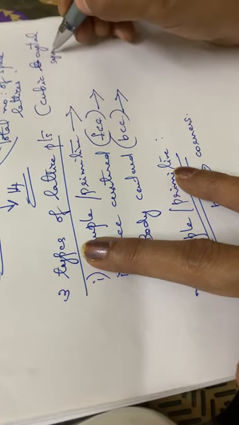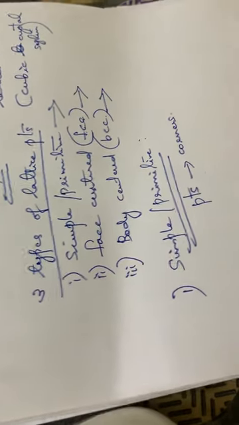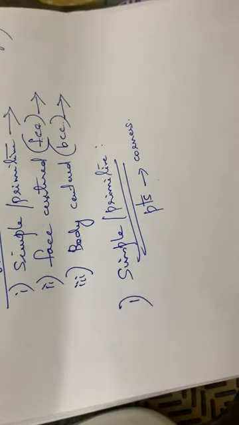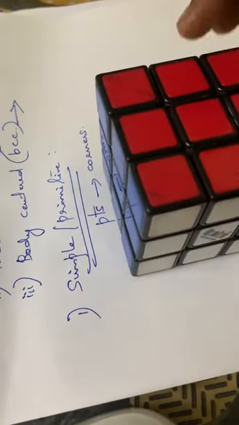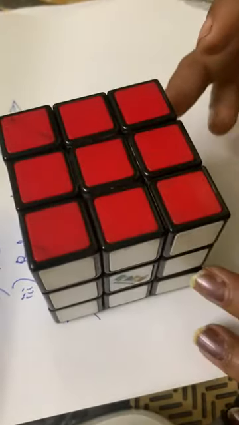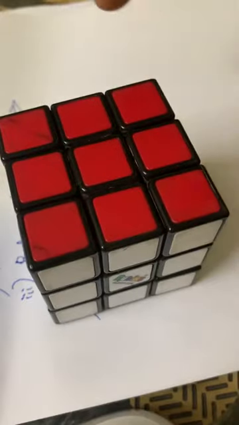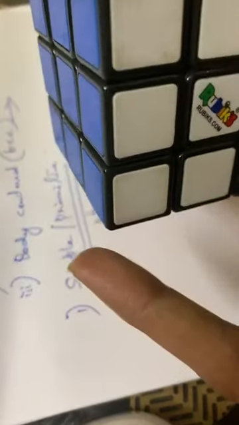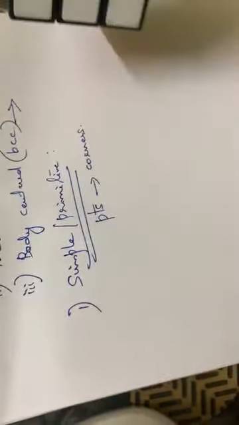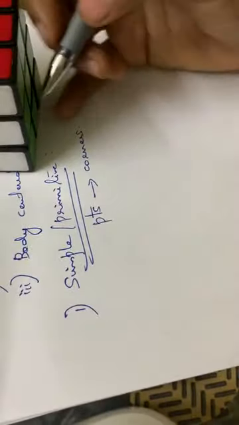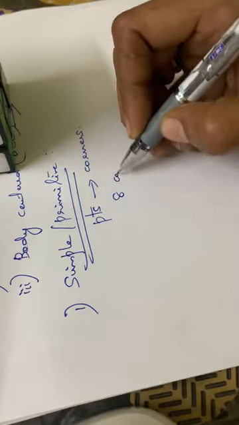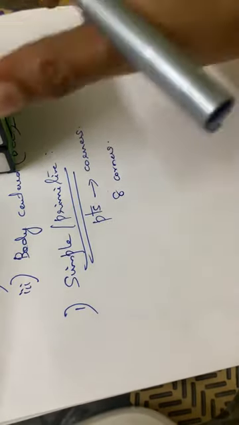So for a simple cubic system or a primitive cubic system, we can say that the points are all at the corners. See how many corners are there for a cubic system? 1, 2, 3, 4. Then below this part, 5, 6, 7, 8. Okay, 8 corners are there. So total 8 corners are there for a simple cubic lattice.